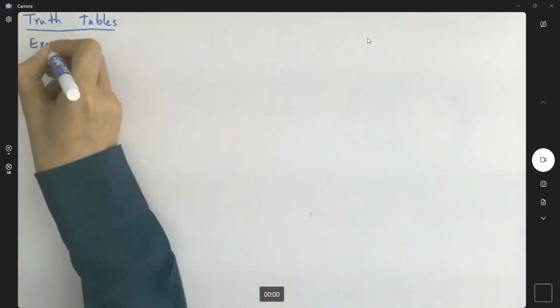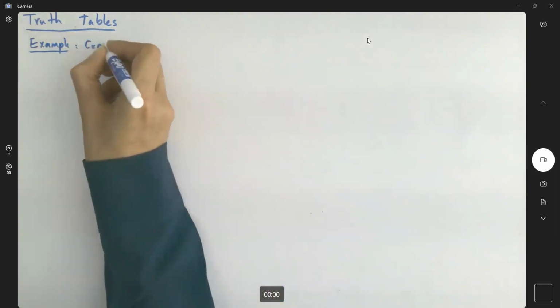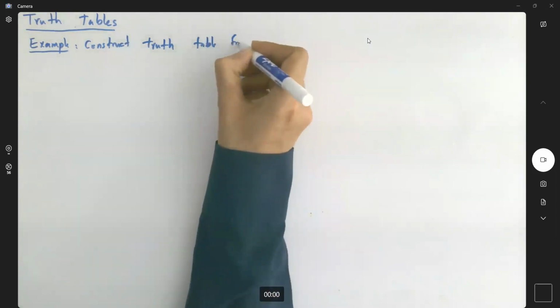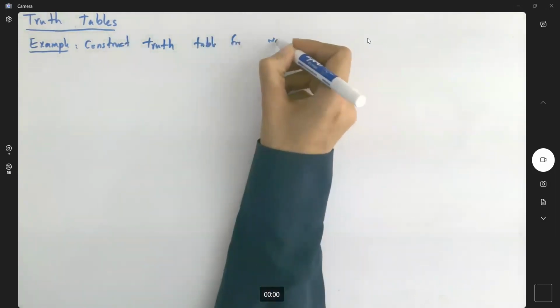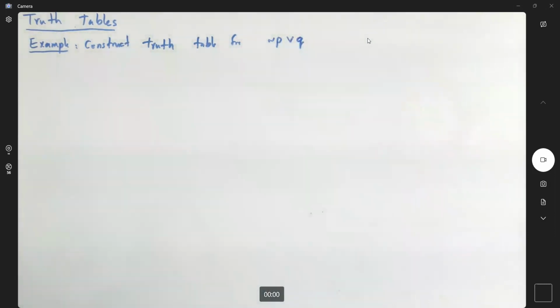Example. Suppose I ask you to construct a truth table for not P or Q. Okay, very good. Not P or Q.